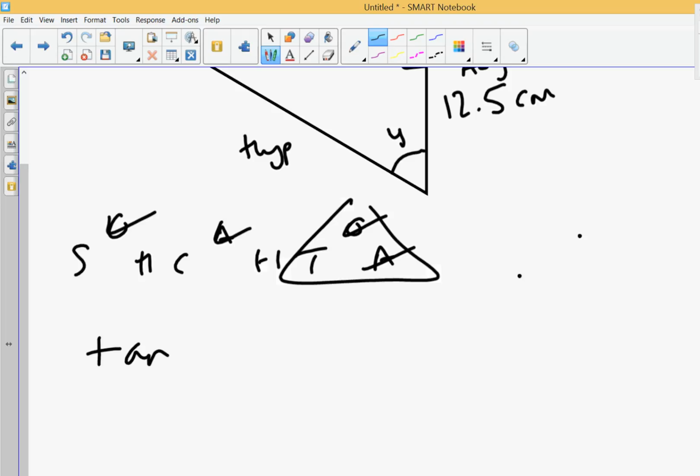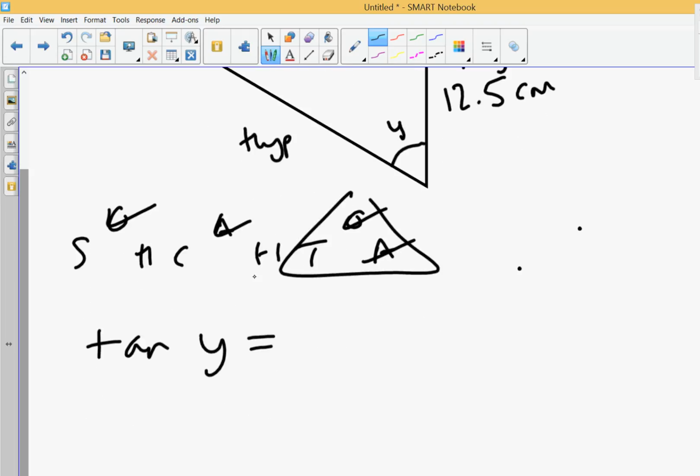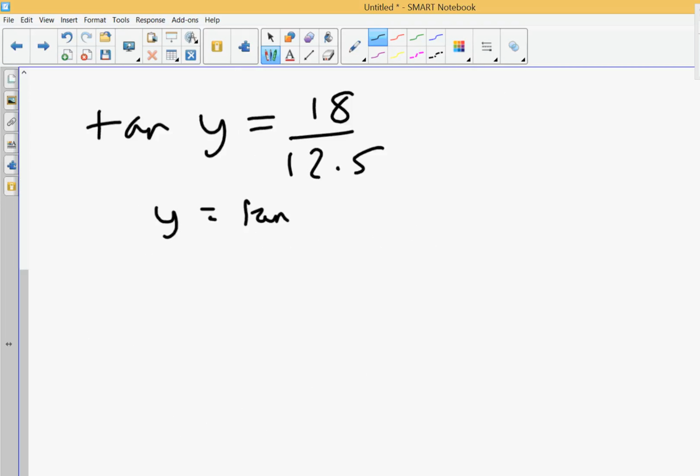Tan of the angle, so the angle's called y, is the opposite, which is 18, divided by the adjacent, which is 12.5. To undo tan, we use inverse tan. So type that in my calculator. Again, I'm putting 18 divided by 12.5 into a bracket.